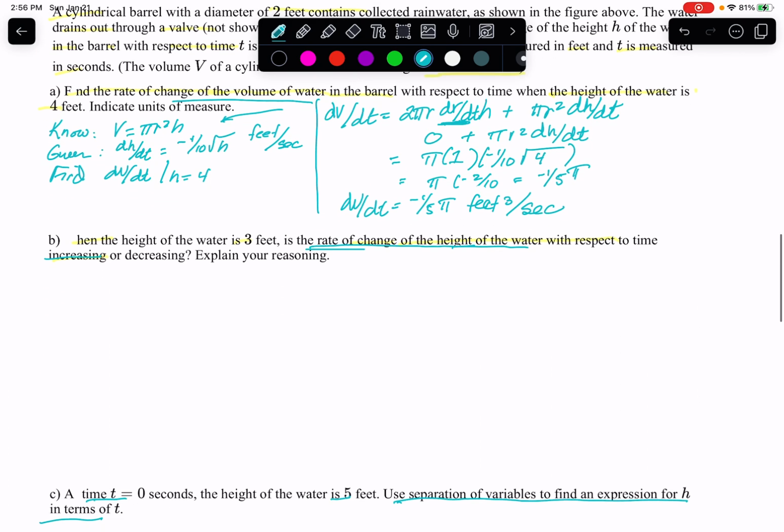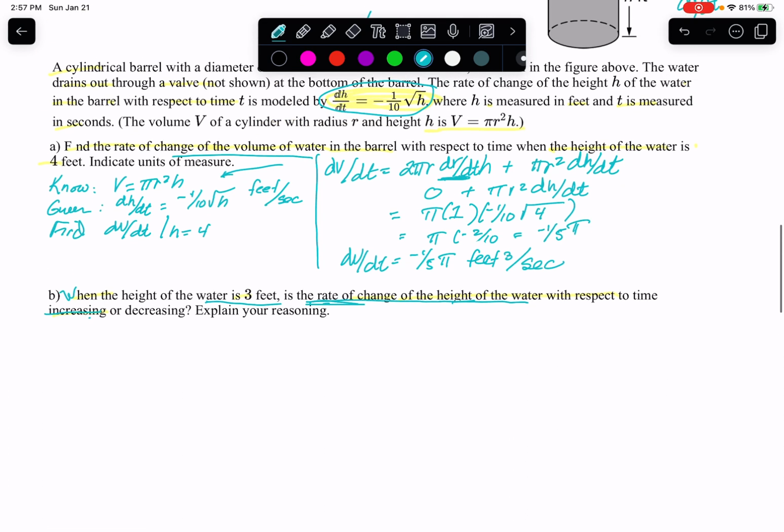B, this should be when the height of the water is 3 feet. Is the rate of change of the height of the water increasing or decreasing? So we need the second derivative. So we have dH/dt is equal to negative 1/10 h to the 1/2. So d2h over dt2 is, take the derivative, negative 1/10 h to the negative 1/2, right?